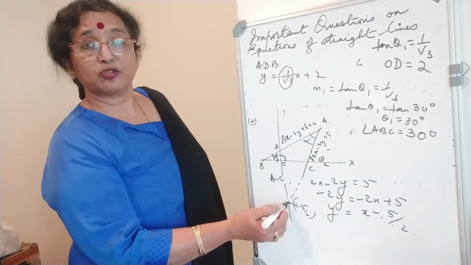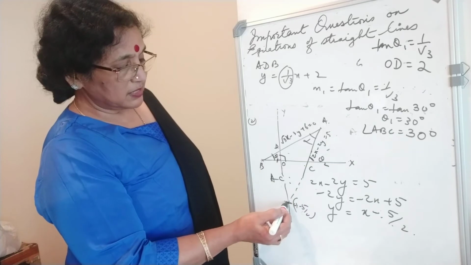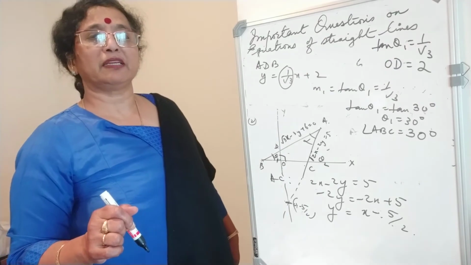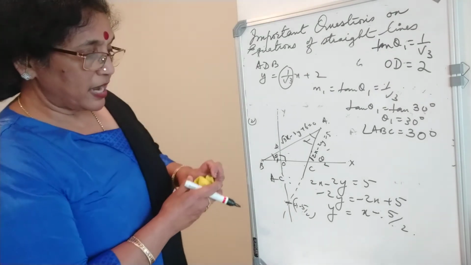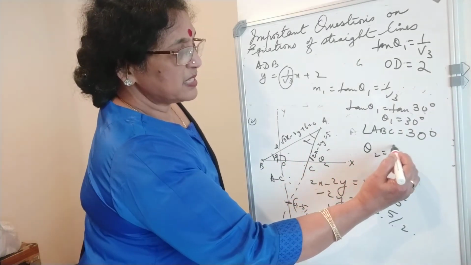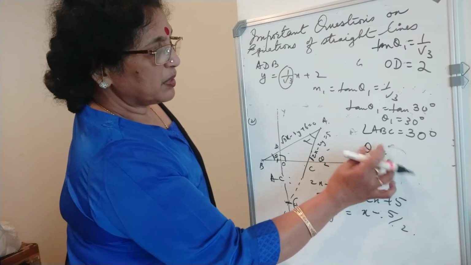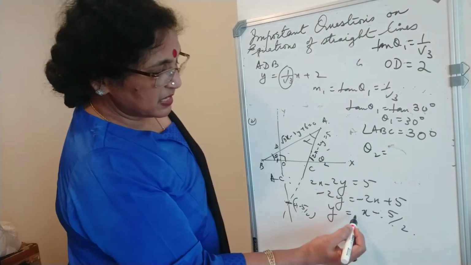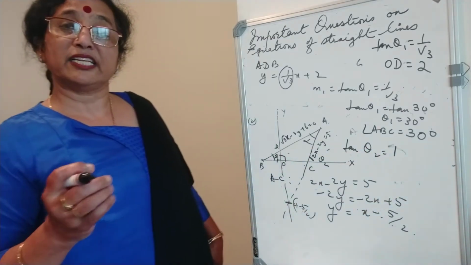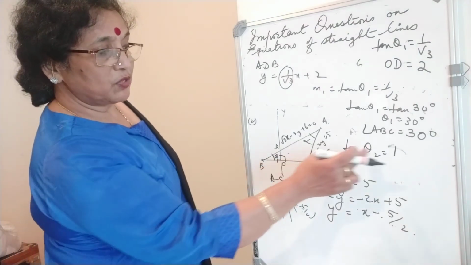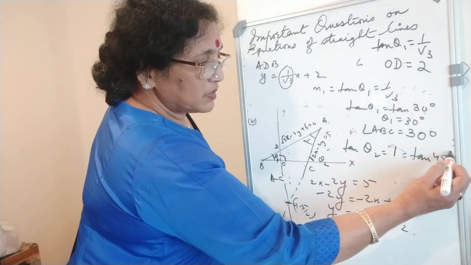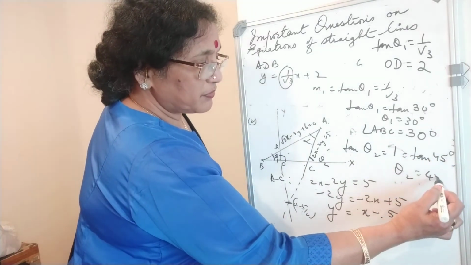So that it will cut here, at 2.5. If somebody asks you what is this distance, the distance will be 2.5, but the y-intercept will be minus 2.5. Now you know the slope of this is 1. That means theta 2 is, the slope is tan theta 2. Tan theta 2 is 1. What is slope? Tangent of the inclination. So tan of theta 2 is 1. Tan of which angle is 1? 45 degrees. So therefore theta 2 is 45 degrees.